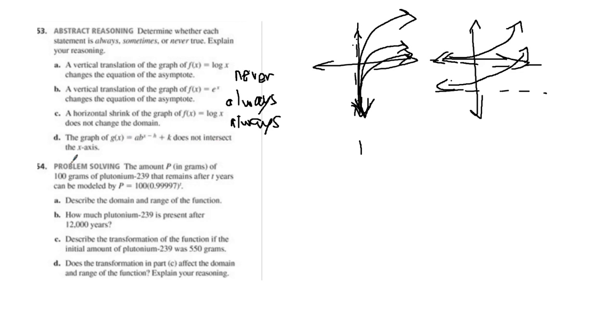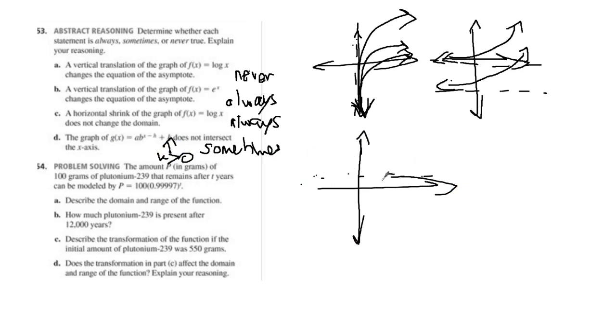This graph does not intersect the x-axis. Okay, that is sometimes true. Because if k is higher than 0, then it's true, because this graph is an exponential, and if k is higher than 0, you will get a graph like this, and if k is lower than 0, then you will get a graph like something like this. There you go.